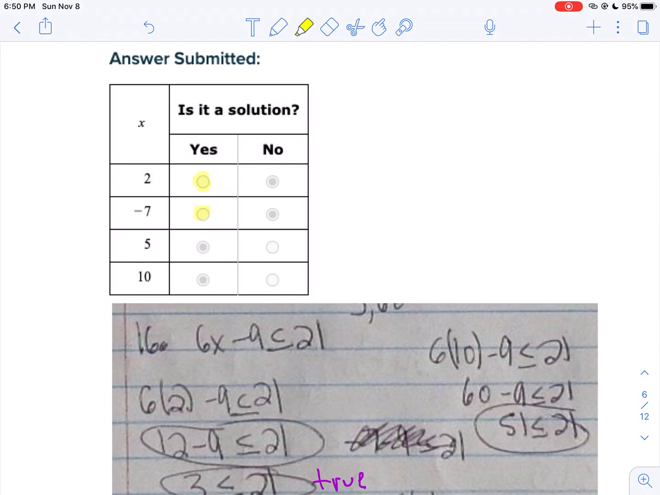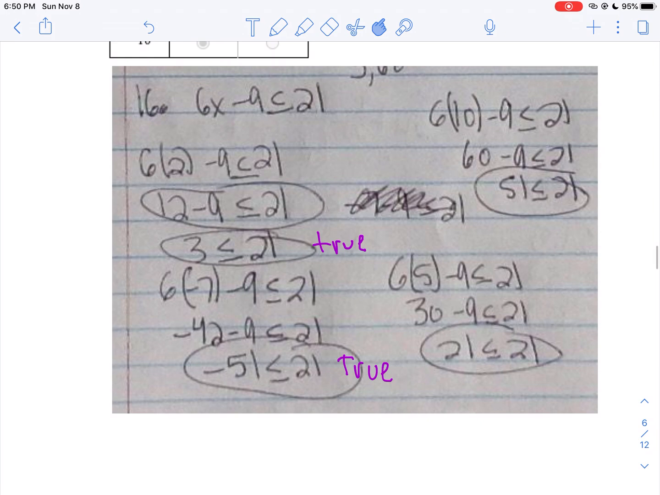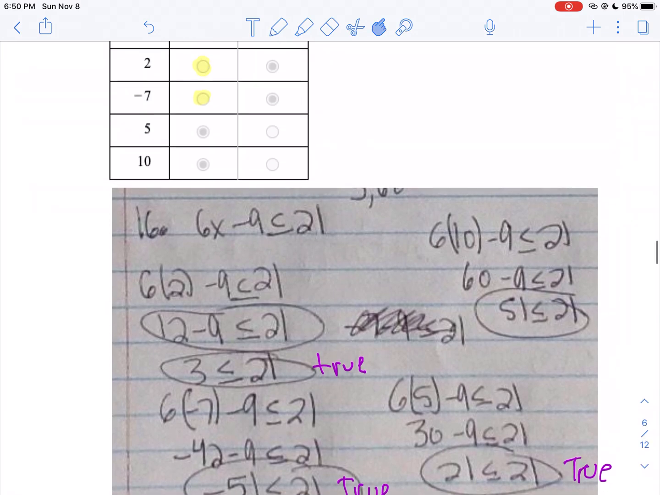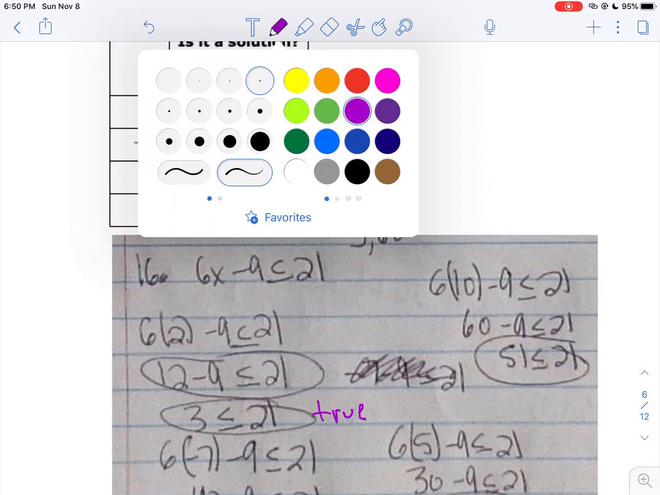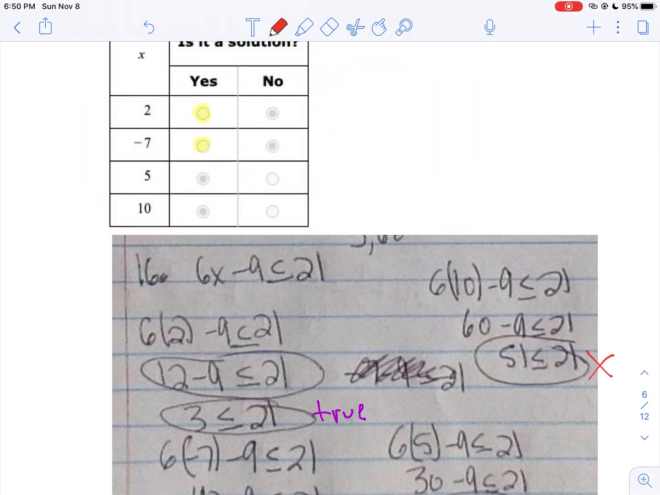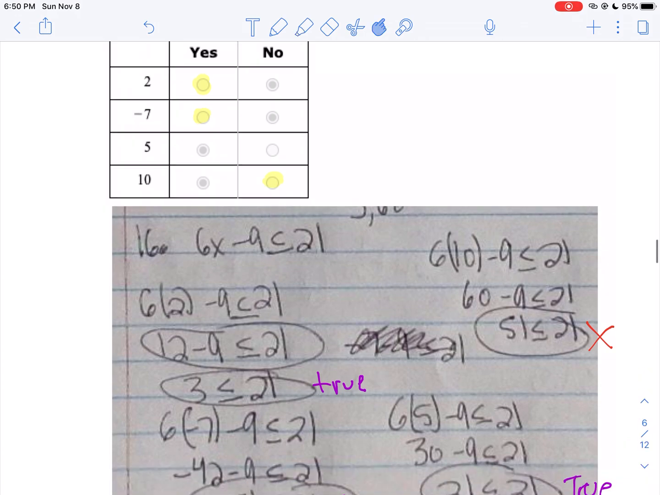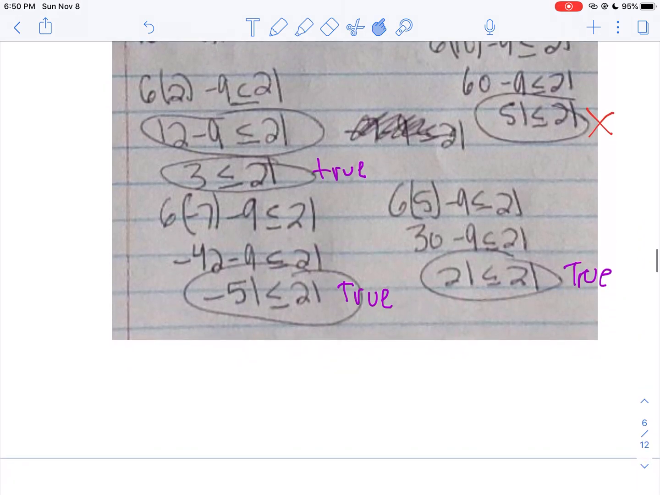Let's take a look at 5. Is 21 less than or equal to 21? Well, 21 equals 21, so that's true. So that should have been a solution. You had that part right. If we put in 10, is 51 less than or equal to 21? Well, that answer is no. That's false. Since it's false, because 51 is to the right on the number line, that is not a solution. So you just kind of had it backwards there.